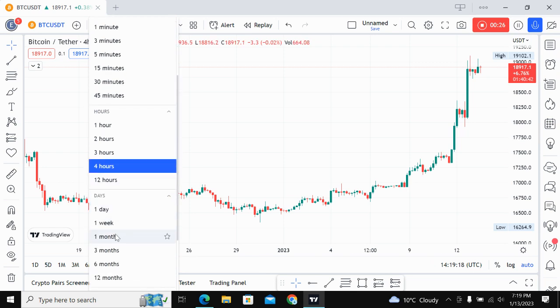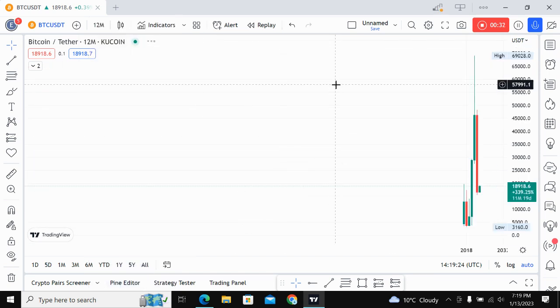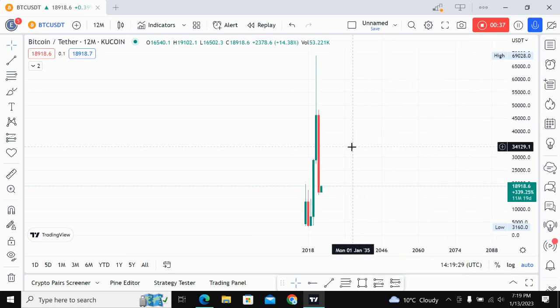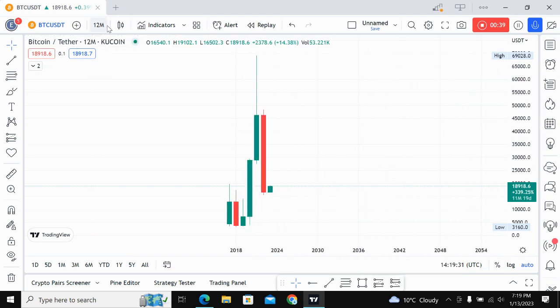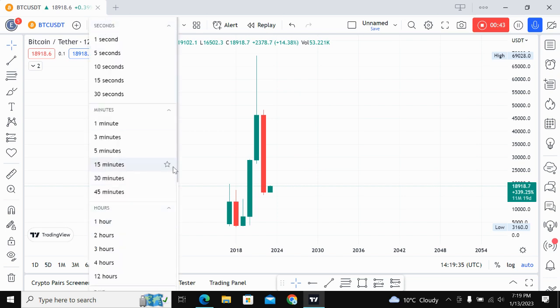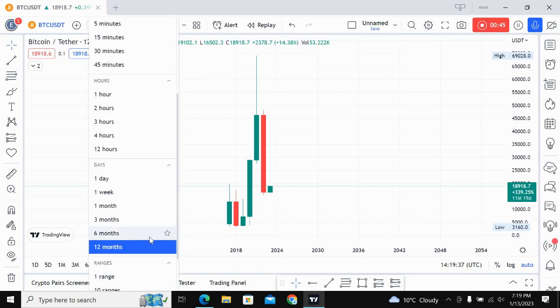So I would first move to the 1 month chart. You could also check the trend in the 1 year time frame. It totally depends upon you. If you are doing it for long term investing, you should head over to 12 months, like year or 1 month. I would stick to 1 month first of all.